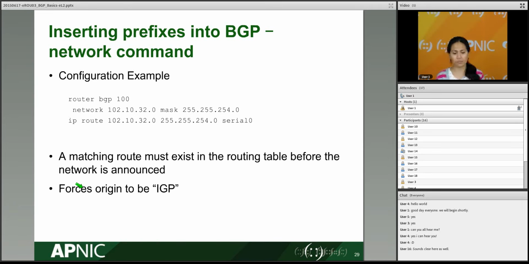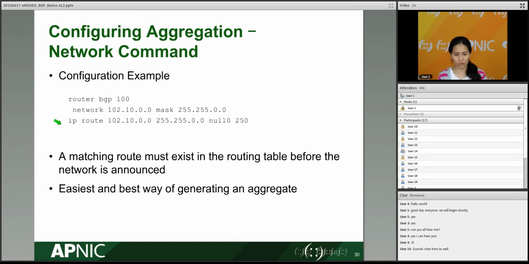There are a few ways to do this, but the one that I typically use is the network command. So router BGP 100, and as you've seen in the previous examples, you have network and then the mask, followed by the IP route. This is your pull-up route: the IP route for that prefix, and the interface that is going to use that prefix. All right? So a matching route must exist in the routing table before the network is going to be announced on the rest of the peers.